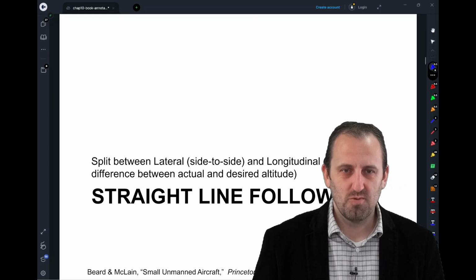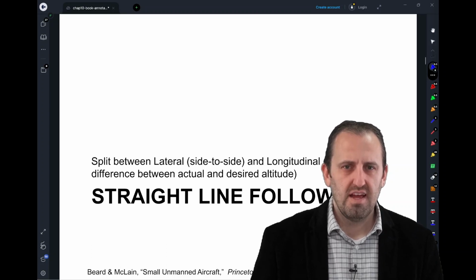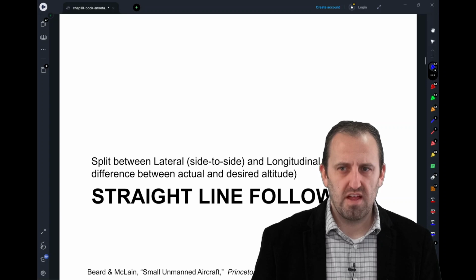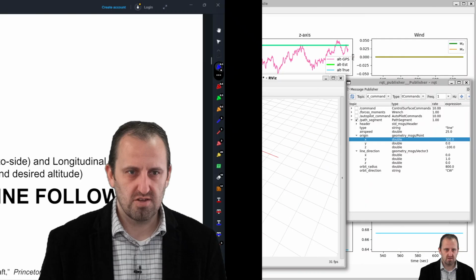In this lecture, we're going to discuss straight line path following. We're going to describe a straight line path mathematically. Then we're going to develop a vector field for lateral path following, i.e. we're going to be converging in the northeast plane. Then we'll develop a control for converging to the desired height. So let's see what that's going to look like.